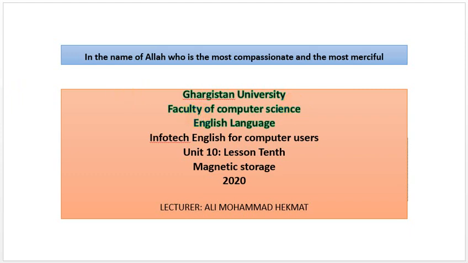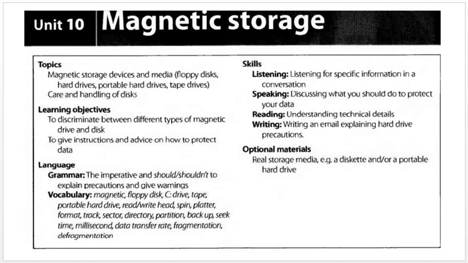Okay, what do we have in this unit? These are the topics. At first, Unit 10, Magnetic Storage. Topics: magnetic storage devices and media, floppy disk, hard drive, portable hard drive, tape drives, care and handling of disk. These are the topics that we will discuss. Learning objective. What are our aims and goals of this topic?